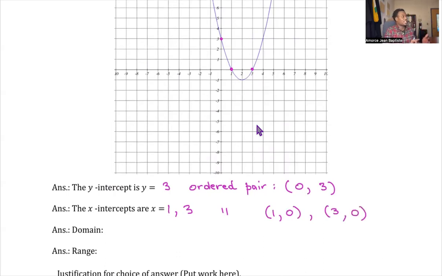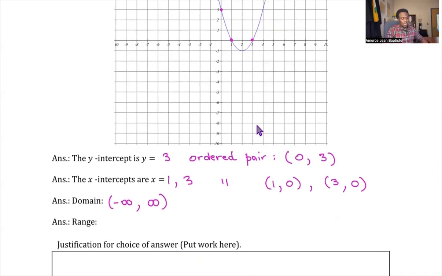We started the conversation about domain and range. Now we're going to see how far this graph extends from left to right. We already saw that this goes forever to the left and forever to the right. So the domain will be starting from the left, negative infinity, and to the right, positive infinity.